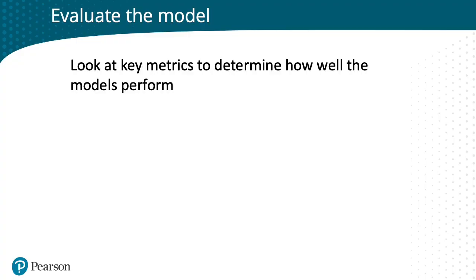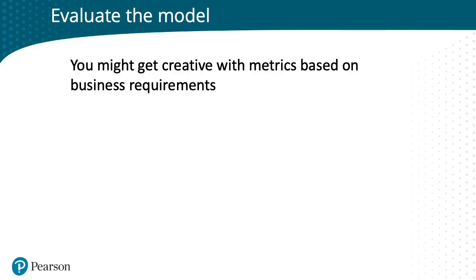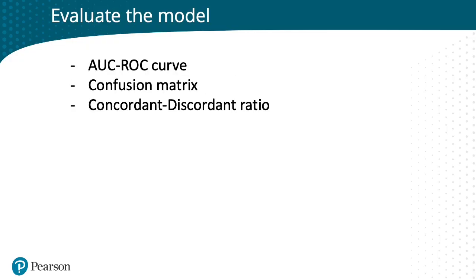And to do that, you'll look at some of those key metrics that I keep bringing up to determine how well the model performs. So you might end up getting a little creative with those metrics based on the business requirements, but typically they fall under some kind of performance measurement like these three. So the first is the AUC ROC curve, or the area under the curve receiver operating characteristics curve.